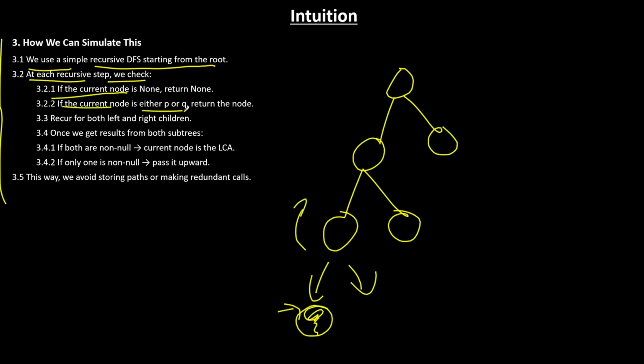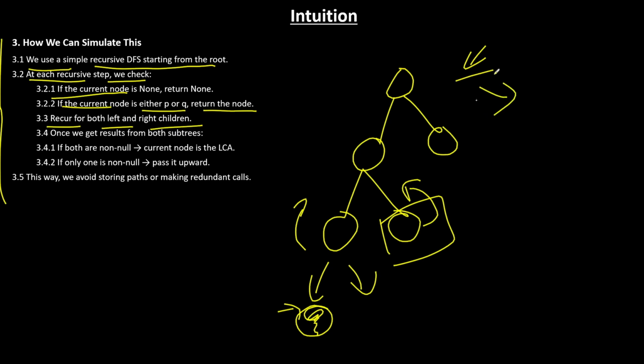If the current node is either P or Q, we return the node. Suppose this is P, so we return this, as we understood previously. We then call the recursion for both left and right children. Always in recursion, we call the left recursion first, then the right recursion. So this is what we call the recursion call.